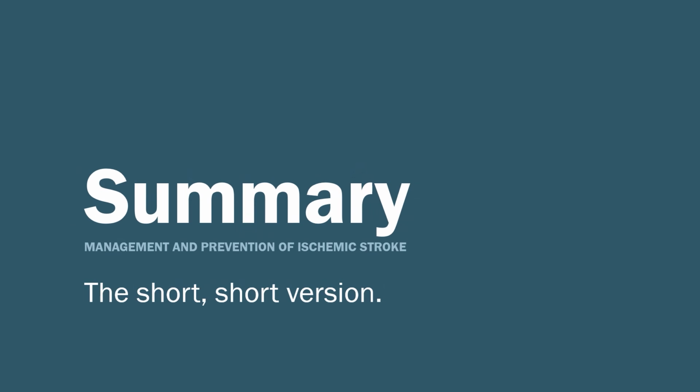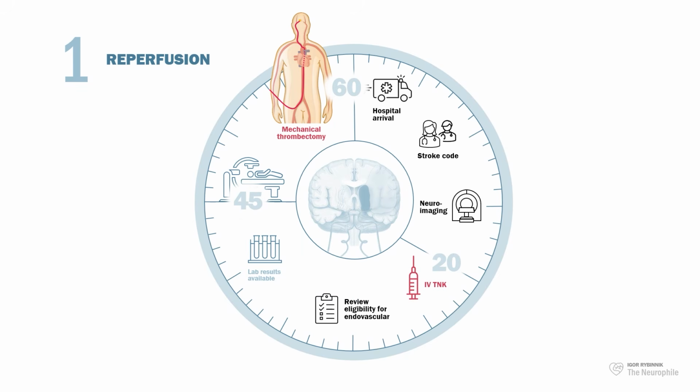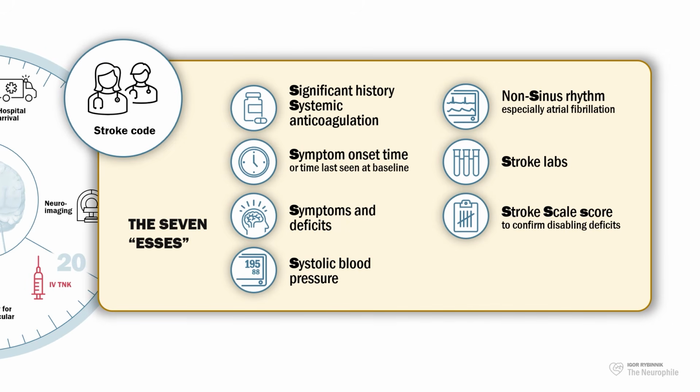A patient presents within 24 hours of their last known well time with acute focal neurological deficits. Activate a stroke code. Remember that the primary goal of acute stroke care is to remove the obstruction. During the stroke code, take care to focus on the 7 Esses: significant history, especially anticoagulant use, symptom onset, symptoms and disabling deficits, systolic blood pressure, non-sinus rhythm, especially atrial fibrillation, stroke labs, and the NIH stroke scale score.